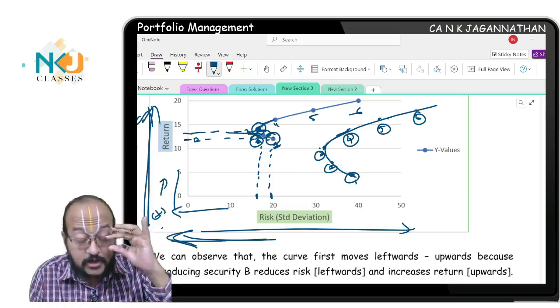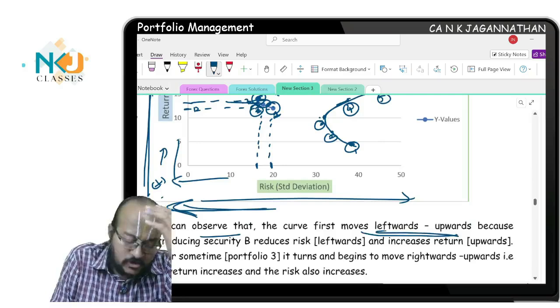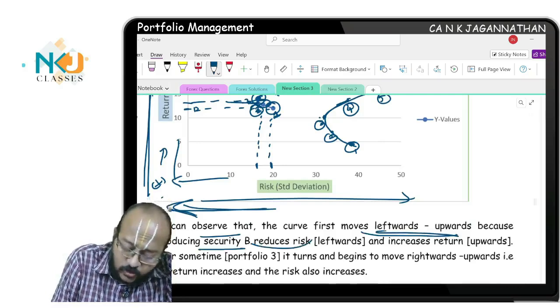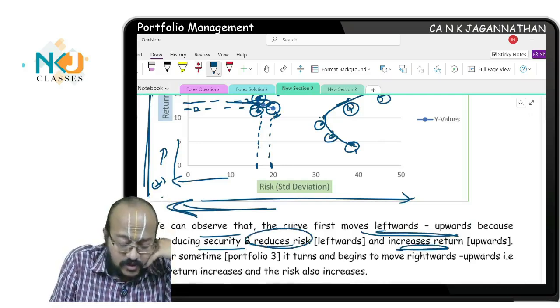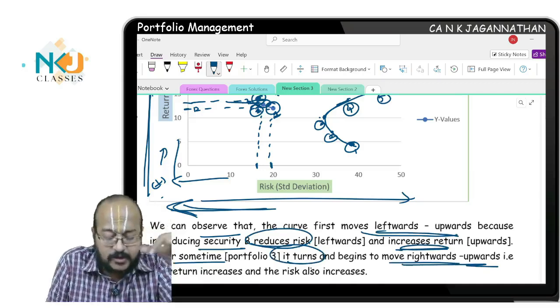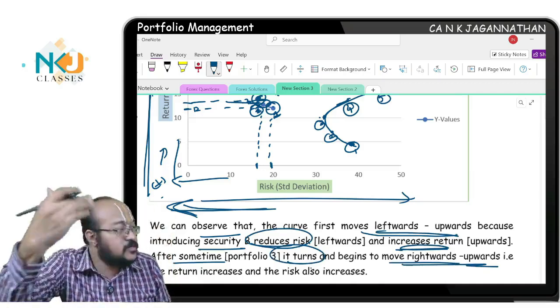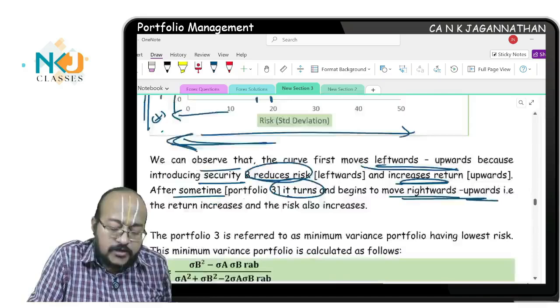Are you all understanding? Now we can observe that the curve first moves leftwards upwards because introducing security B reduces risk and increases return. After some time it turns and begins to move rightwards and upwards, i.e. the return increases, the risk also increases. Not only the return increases, the risk is also increasing. Are you all understanding?